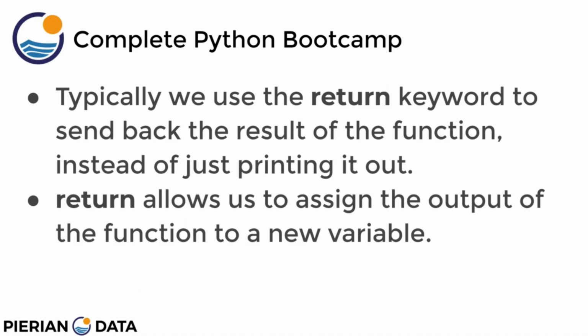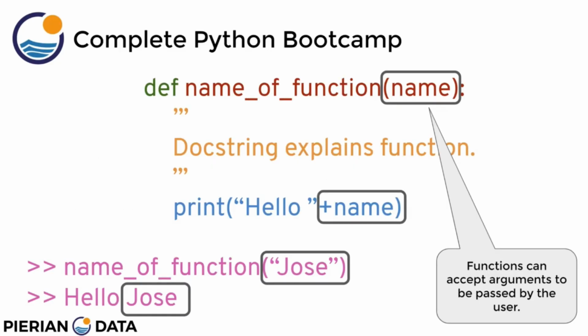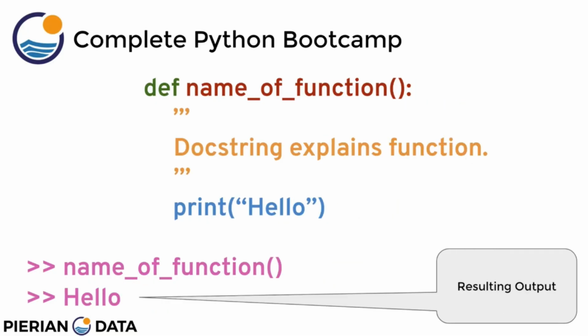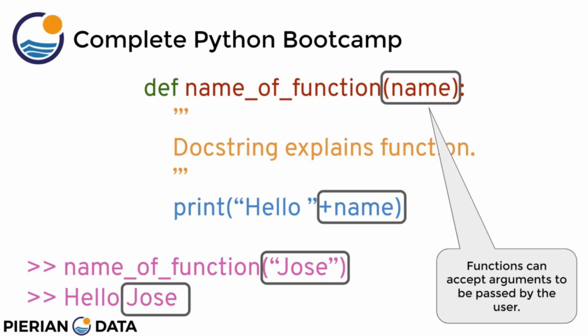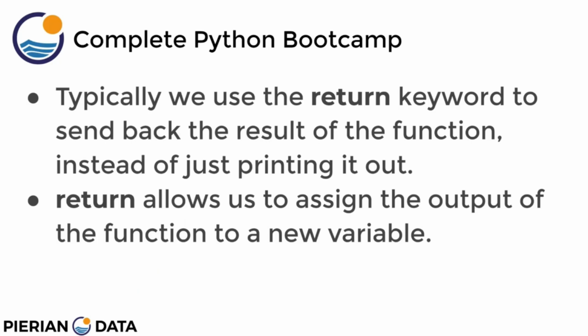Now typically, however, we're going to use the return keyword to send back the result of the function instead of just printing it out. So far, if we take a look at our examples here, we've just been using print inside of the function calls, like print hello or print hello plus name. In general, you're very rarely just going to have a print inside of a function, because you might as well just call print outside of the function. Instead, you're going to use what is known as the return keyword.